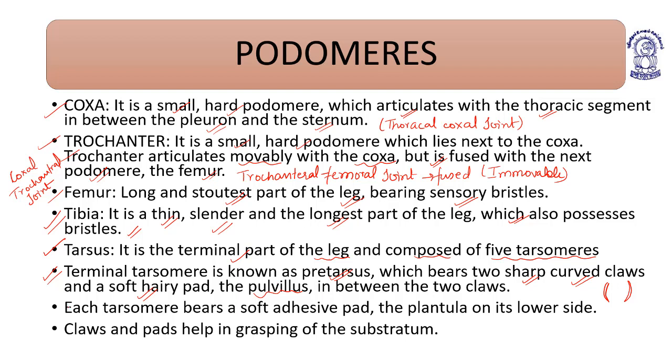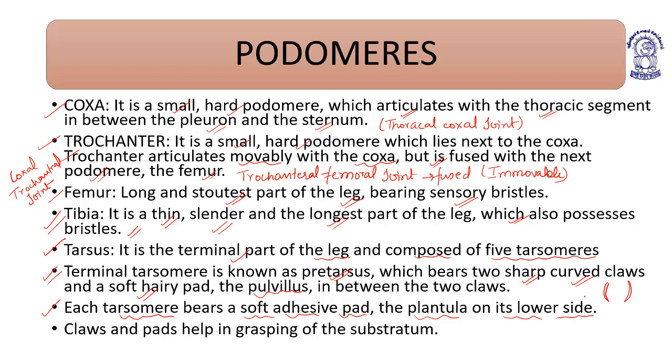Each tarsomere bears a soft adhesive pad, the plantula, on its lower side. So what are the regions you have to remember? The tarsus has 5 tarsomeres.